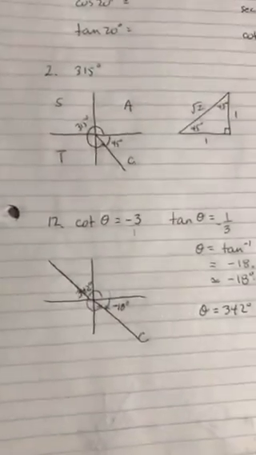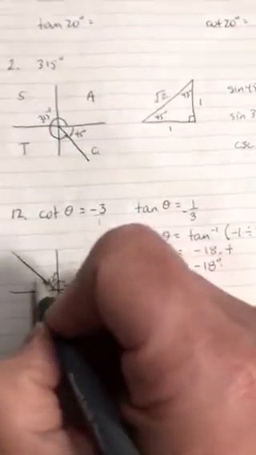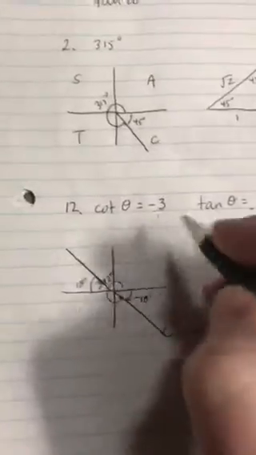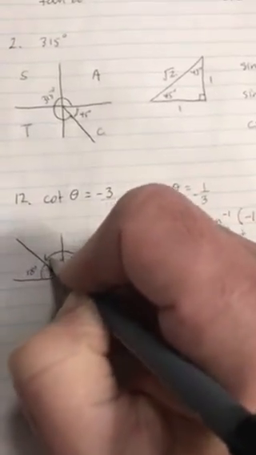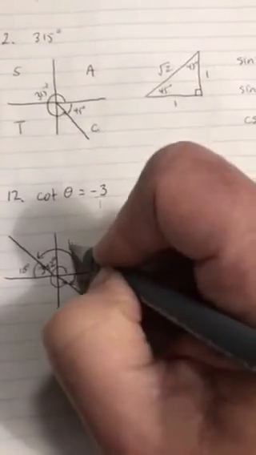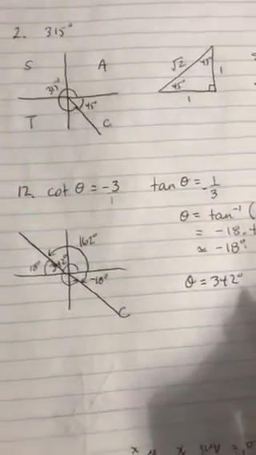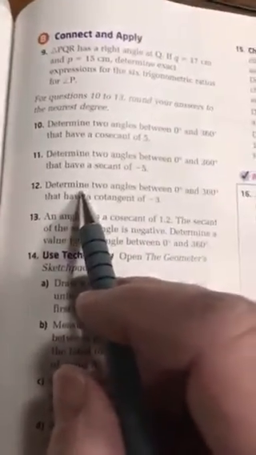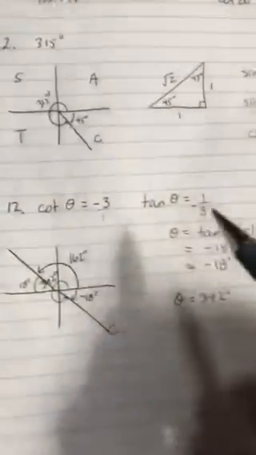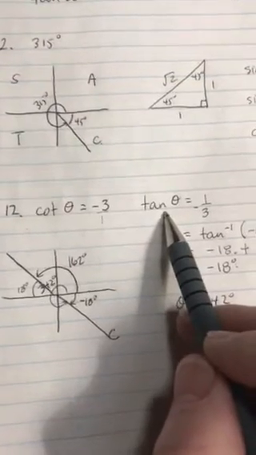Okay, so what we're looking at now then is the angle in standard position. Well, we know that this acute angle is the same as this one, 18 degrees. So this angle in standard position is going to be the result of 180 subtract 18 degrees, which is 162 degrees. So two angles, as it says in the question, determine two angles between 0 and 360 that have a cotangent of -3. Notice how I avoided the cotangent altogether. I turned it into something that I'm familiar with, tangent.